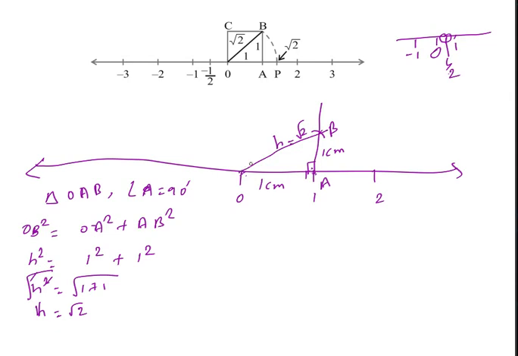If we take this distance in our ruler and mark the same length on the number line from O, approximately we'll get to this area. Here we will get root 2 on the number line. Like this we can represent root 2 on the number line.